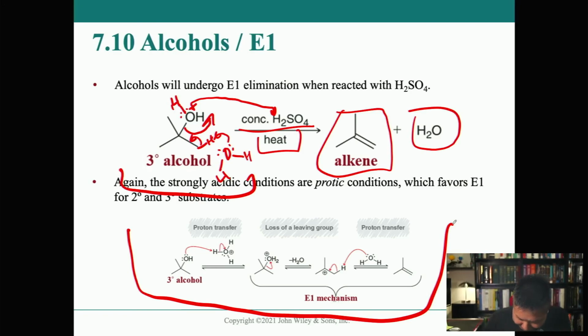So the H2SO4 there, of course, is making this H3O plus right here, right? And then the alcohol comes over, pulls the proton here, leaving you with a water. And then the water on the alkyl leaves, right? And then the other water comes over, pulls off the proton, and then you have fulfilled that carbocation with a double bond, right? And that's the E1 mechanism.